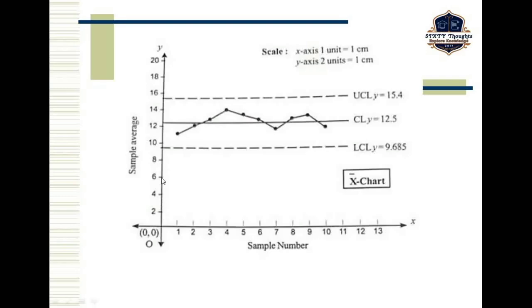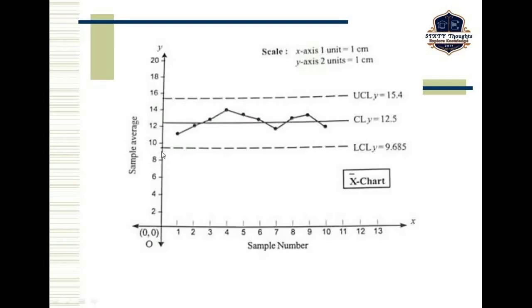That means 2, 4, 6, 8, like that up to 20. First I am going to draw the central line. What is the central line value? 12.5. It is nearer to 12. So this line is called the central line. Next we consider the upper control limit line. What is the upper control limit value? 15.4. So it is nearer to 16. So this line is called the upper control limit line.